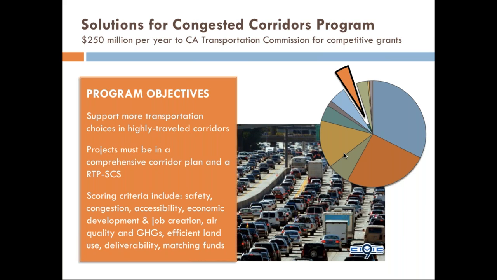And the language that creates the program actually was fairly positive in that the scoring criteria included there includes safety in addition to congestion, as well as accessibility, economic development, job creation. It also does not allow the money to be used for expansion of new general purpose lanes. Those are lanes for any type of vehicle to use. But it is unfortunately silent on building new lanes for, say, high occupancy tolling or freight lanes or things like that. So it doesn't completely leave out the possibility of any expansion, but it does begin to limit that expansion for the use of this money.